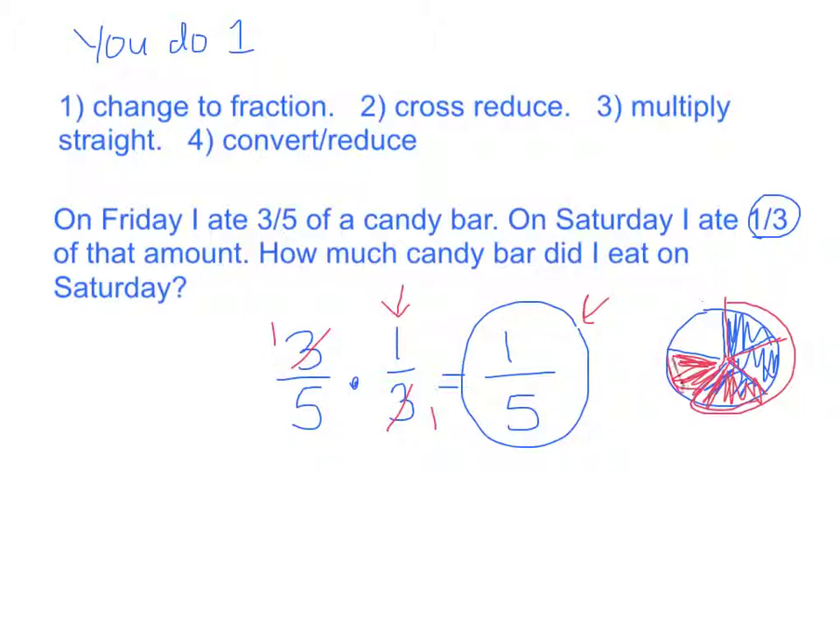So it was another one of these fifths. Then you might have a question that says, well, how much is left? Or how much did I eat the rest of it the next day? Look, there's only 1/5 of a piece of that left because I ate 3/5 on Friday and another 1/5 on Saturday. So there's only 1/5 left. So if you get a question like that, that's what that is. But your answer was 1/5 of the candy bar.